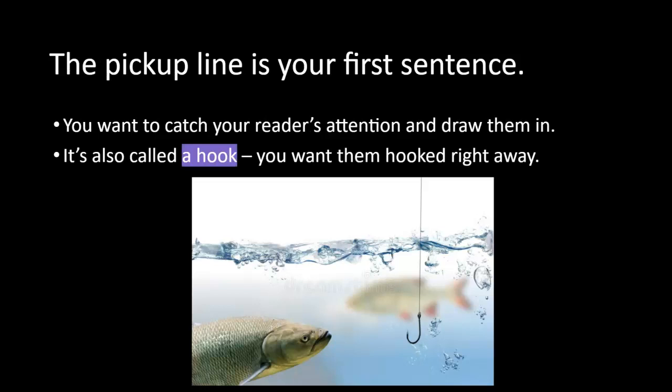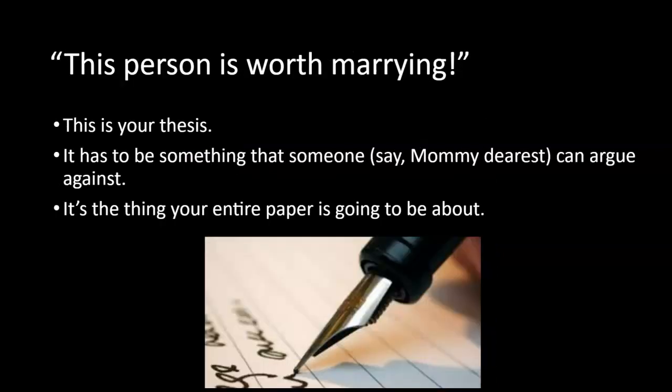The pickup line is your first sentence. You want to catch your reader's attention and draw them in. It's also called a hook, and you want to get them hooked right away because you want them to want to read what you've written. Your argument, this person is worth marrying, is your thesis statement. It has to be something that someone, like your mom, can argue against, and it's the thing that your entire paper is going to be about.